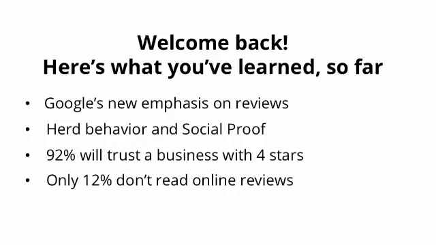Welcome back to the second video in my training series teaching you how to manage online customer reviews for your business. In the first video I showed you how Google has changed the way they present search results with a strong emphasis on customer reviews. I introduced the concept of social proof or herd behavior, and I showed you that 92% of customers trust your business if you have at least 4 stars. Even more importantly, you learned that only 12% of prospects don't read online reviews.